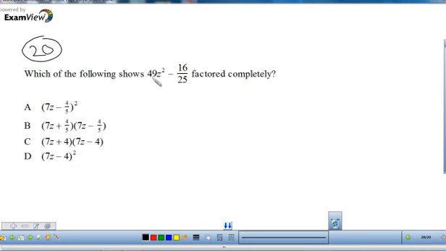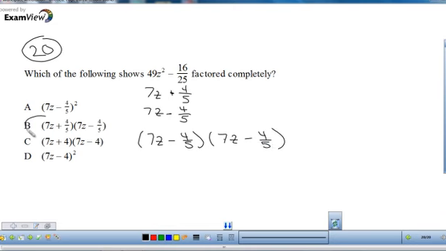Okay, which of the following shows factored completely? So once again, I'm going to guess and check. Two numbers multiplied together that gives you 49z squared, 7z and 7z. Two numbers multiplied together that gives you 16 over 25, 4 over 5 and 4 over 5. Since it's negative, one has to be positive, the other has to be negative. So when we write it, remember you always write it going across. The answer is B.